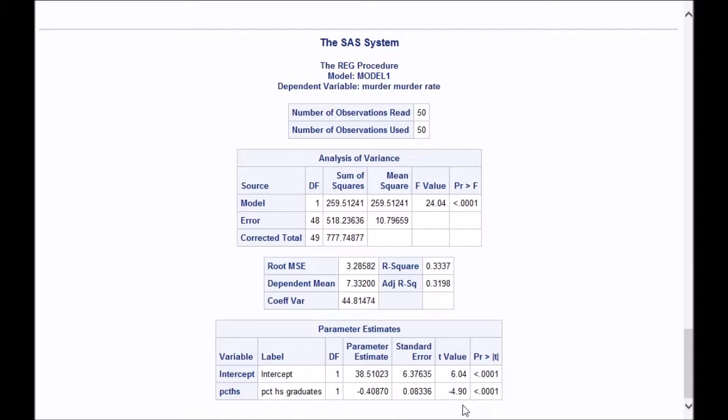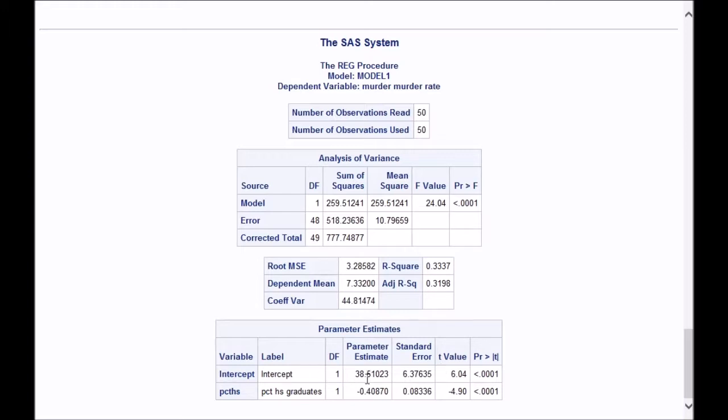Now remember, your test of the slope and your test of the model are redundant with one another in a one predictor case. In fact, you could take that t statistic, -4.90, and square it, and you get 24.04, and you get exactly the same p-value for those two tests. That only happens in the one predictor case. We'll see those pull apart when we incorporate additional predictors.